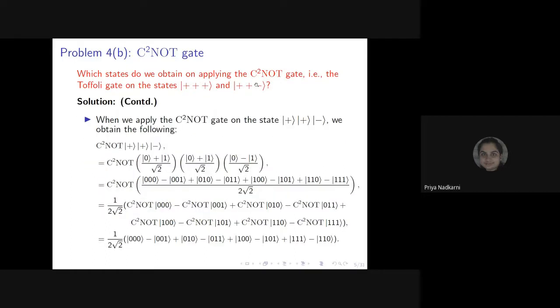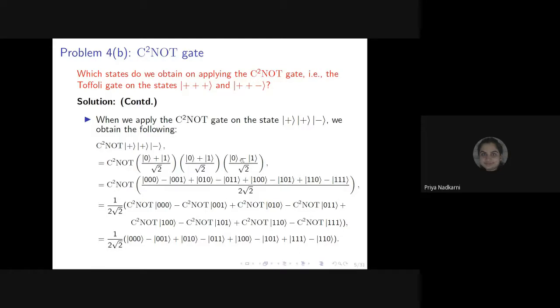Let's first consider the second state, that is plus plus minus, and expand it. We know that plus can be written as (0 plus 1) by root 2, and minus can be written as (0 minus 1) by root 2. Next, let's multiply all of this together. Using the representation as we learned in the lecture, we get 000, and then a negative sign coming in for 001. Similarly, we get the negative sign everywhere it applies.